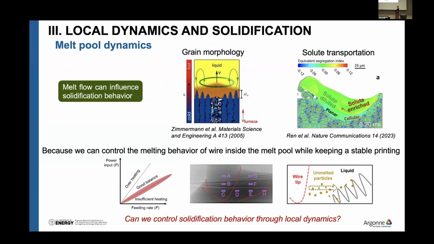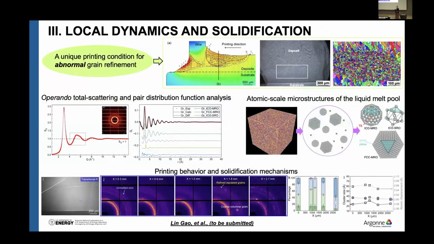So it reminds us to ask whether we can control the melting behavior of the wire inside the mold pool to control the flow pattern inside the mold pool, because we know the mold pool typically has very complicated melt flow patterns, and whether we can control this to further control the microstructures. And for this research, we found a very unique printing condition that can trigger abnormal grain refinement in the printed track as shown here. And this is called abnormal because of two reasons.